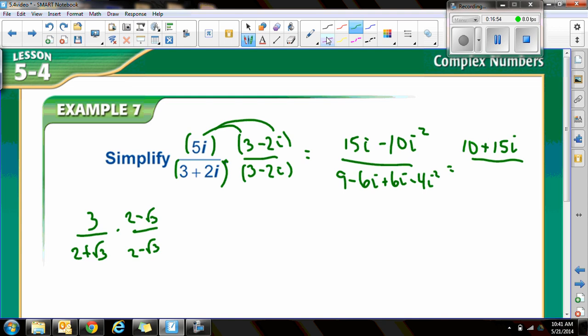And here's the beauty of the complex conjugate. When you combine your like terms, the outside and the inside term should be opposites of each other. They should cancel completely out, which means I'm simply left with 9 plus 4. And again, remember it's plus 4 because of the i squared. So 9 plus 4 is going to give me 13. And then I take my answer and we split it up. 10 over 13 plus 15 over 13i.